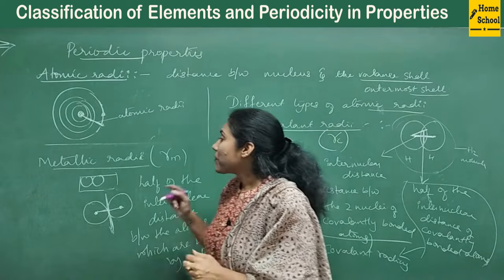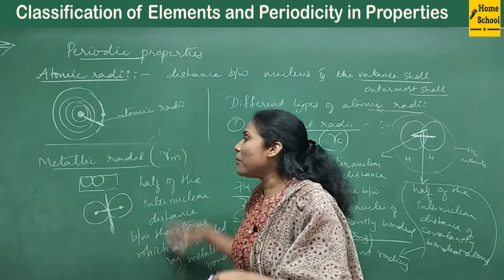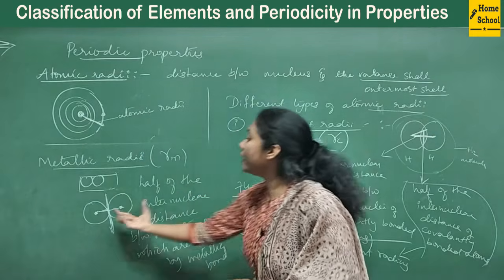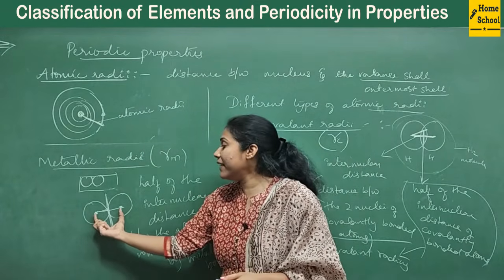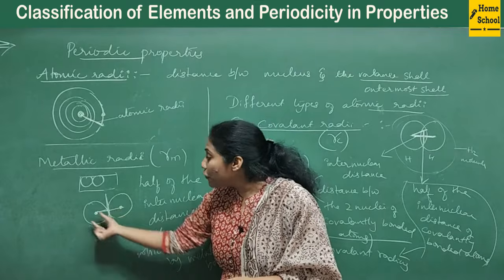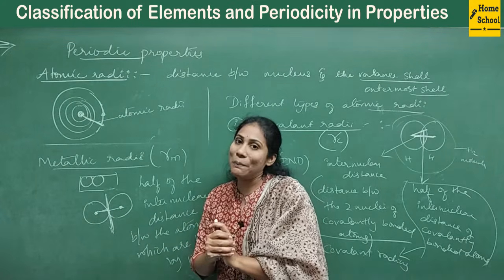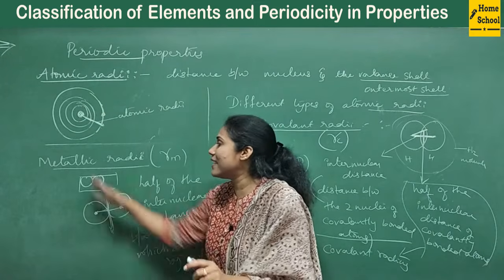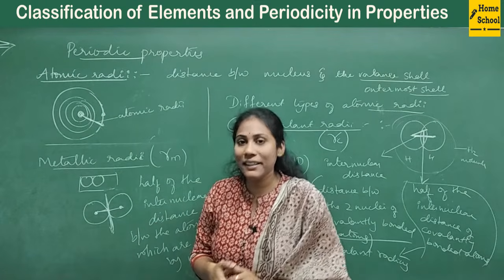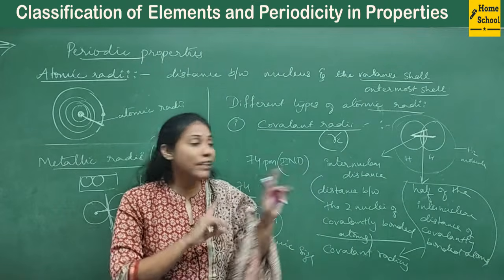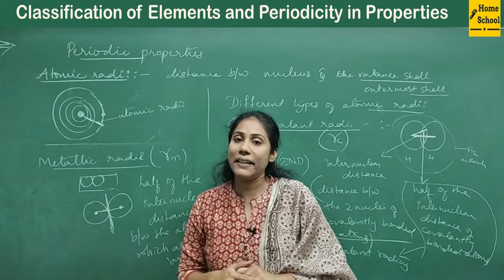So depending on the type of bonding, we have these radii. Half of the internuclear distance, the distance between the two nuclei of the two atoms which are bonded by metallic bond, we call metallic radii. Hope you are clear with the difference between covalent radii and metallic radii.